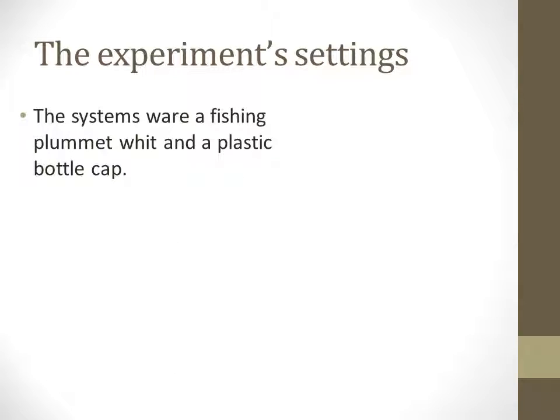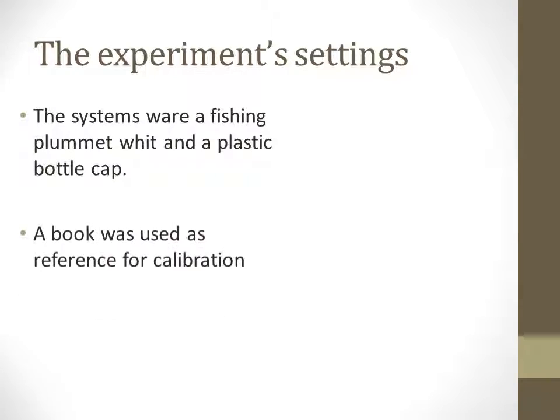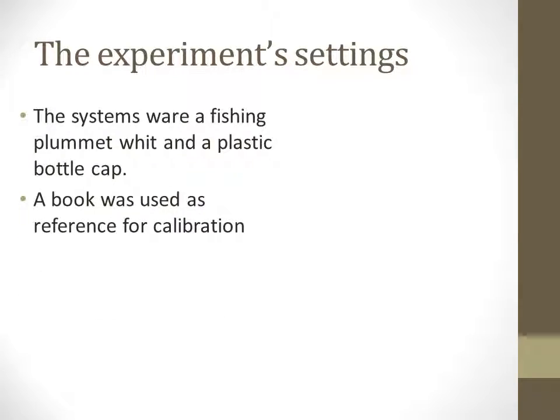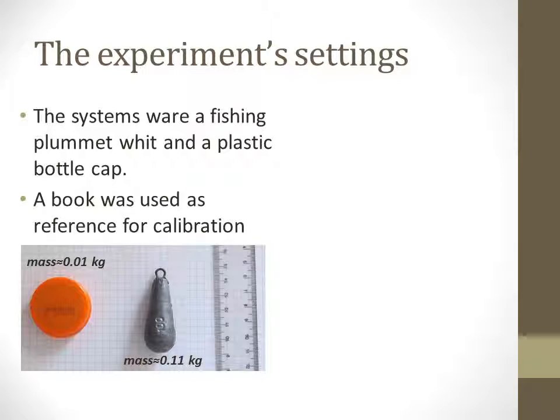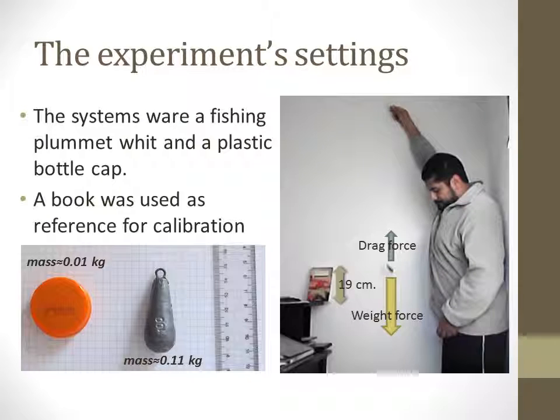Experiment settings. I used two objects. One was a fishing plummet of 110 grams, and a plastic bottle cap that has a mass of 10 grams. I used a book for reference in the tracker, and this is a picture of the simple experiment.